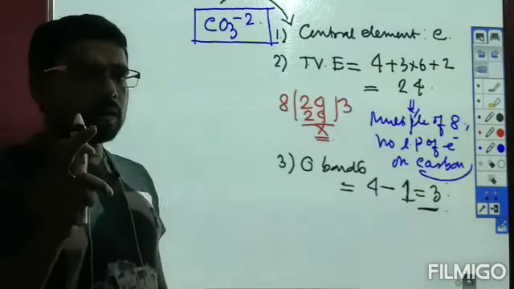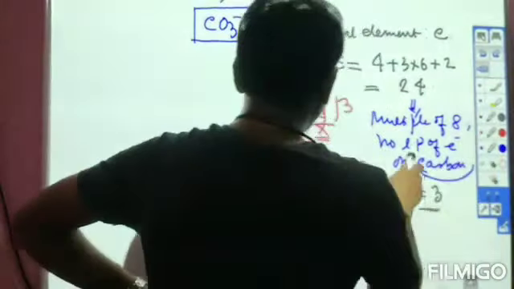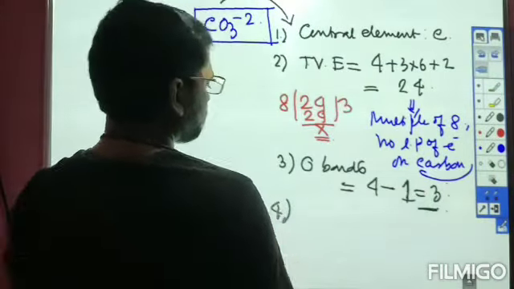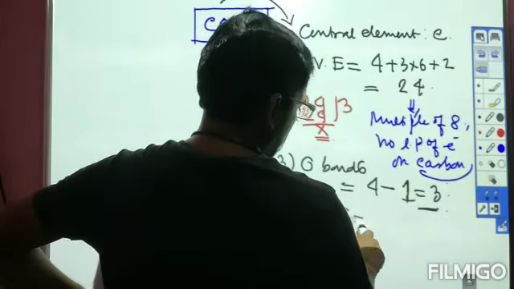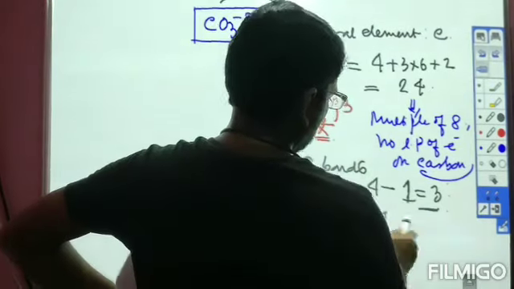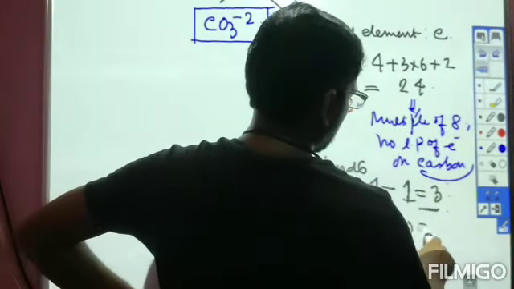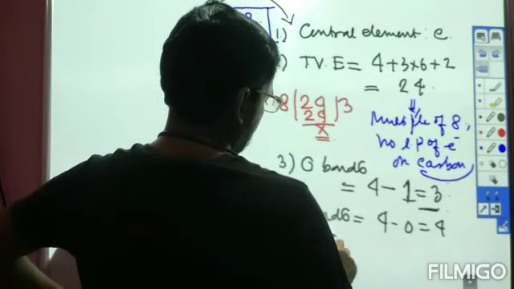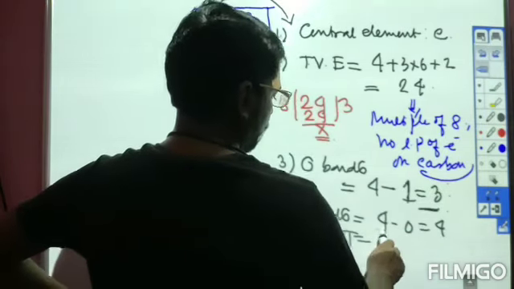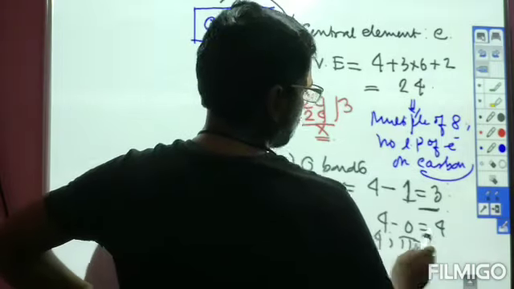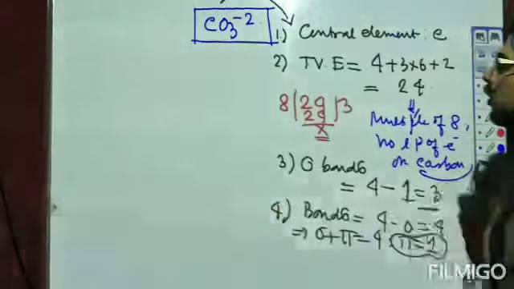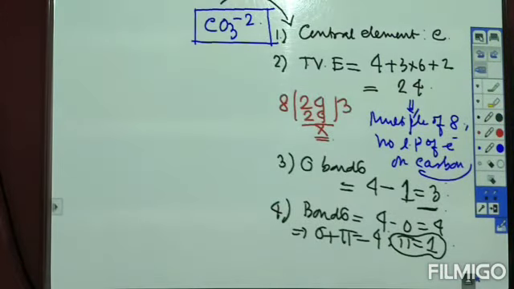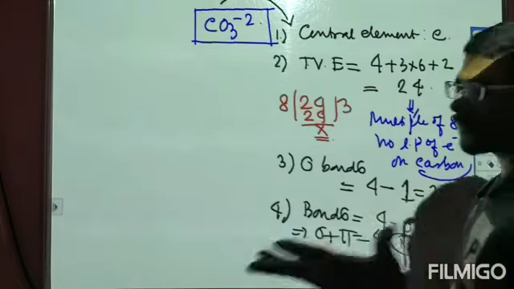Now, are there any pi bonds? Bonds equal valence electron 4 minus lone pair electron 0, so 4. This is basically sigma plus pi equal to 4. So pi bond equals 4 minus the known sigma 3, so pi bond is 1. One pi bond. What else? Now let's see whether there is any formal charge.